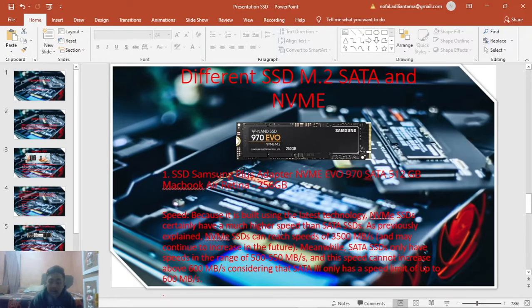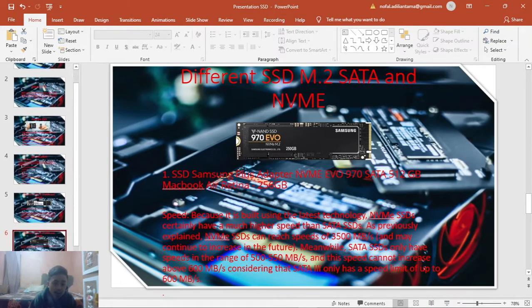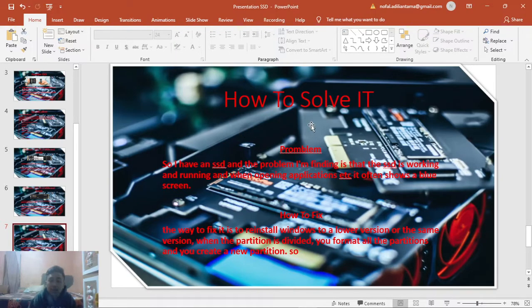Okay, so speed: an SSD NVMe can reach speeds of 3115 megabyte per second. SATA can just reach a speed of 1500 or 1515 megabyte per second. Okay, the maximum, SSD SATA 3 only has a speed limit of up to 1600. Oh, next slide, how to solve it.